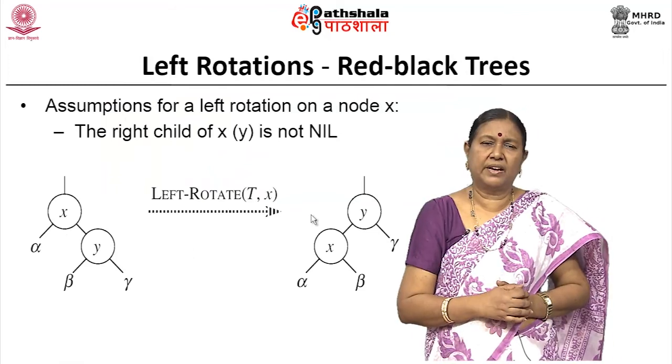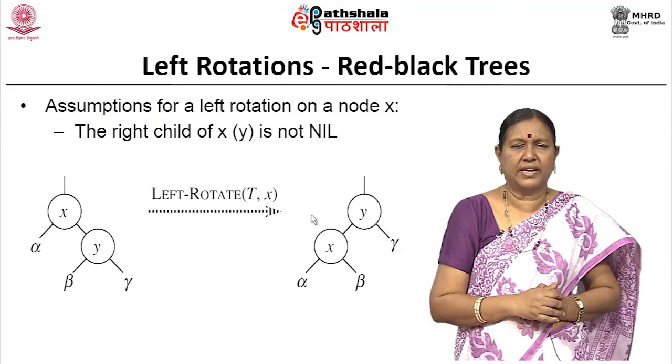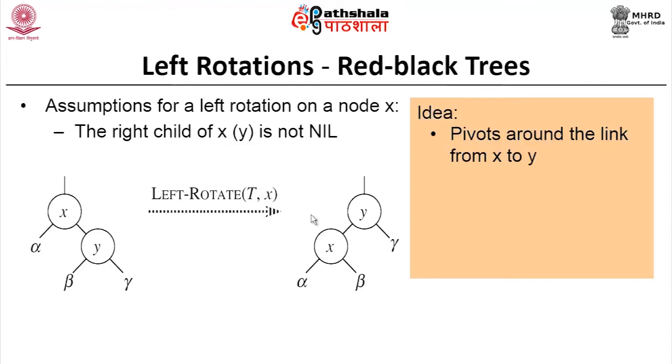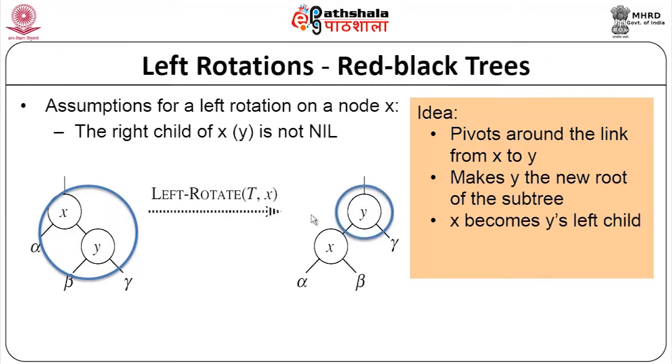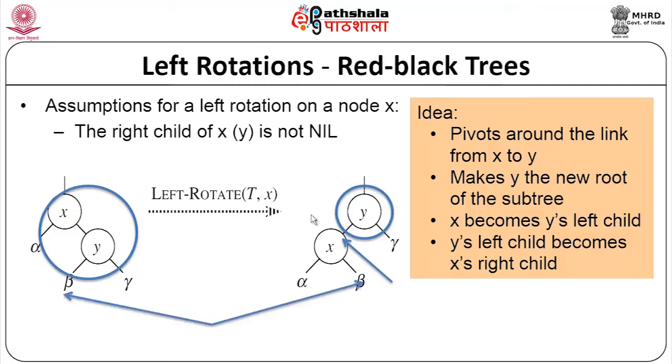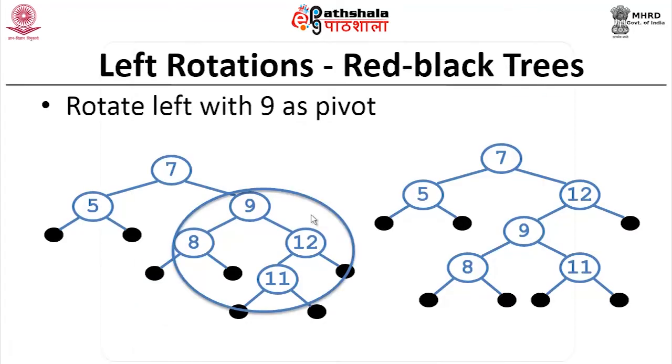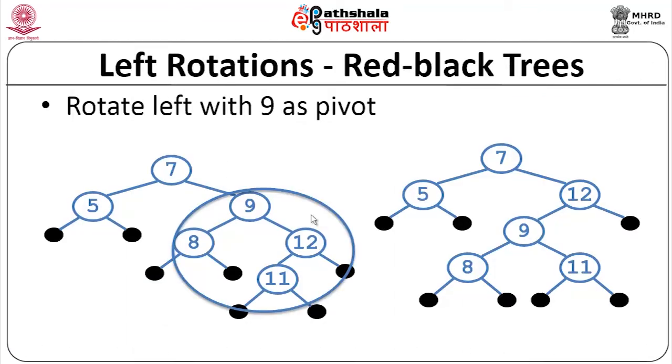Now, the assumption of a left rotation on node x is that the right child of x is not nil. So, the idea pivots around the link from x to y and makes y the new root of the subtree, and x becomes y's left child, and y's left child now becomes x's right child. So, this is left rotation. This is the inverse of what we did before.